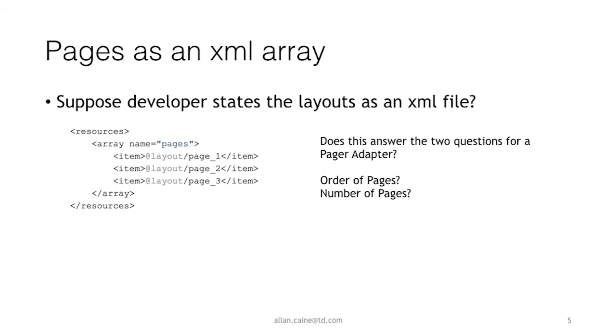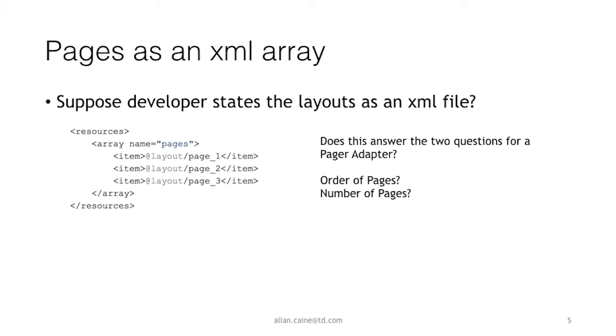Now, what I want to propose here is that suppose we make it the condition that the developer states that the layouts they want to display in the view pager should be expressed in XML. So we're going to have an array named pages, and then a series of items: layout page 1, layout page 2, page 3, and so on. And these are references to legitimate layouts.